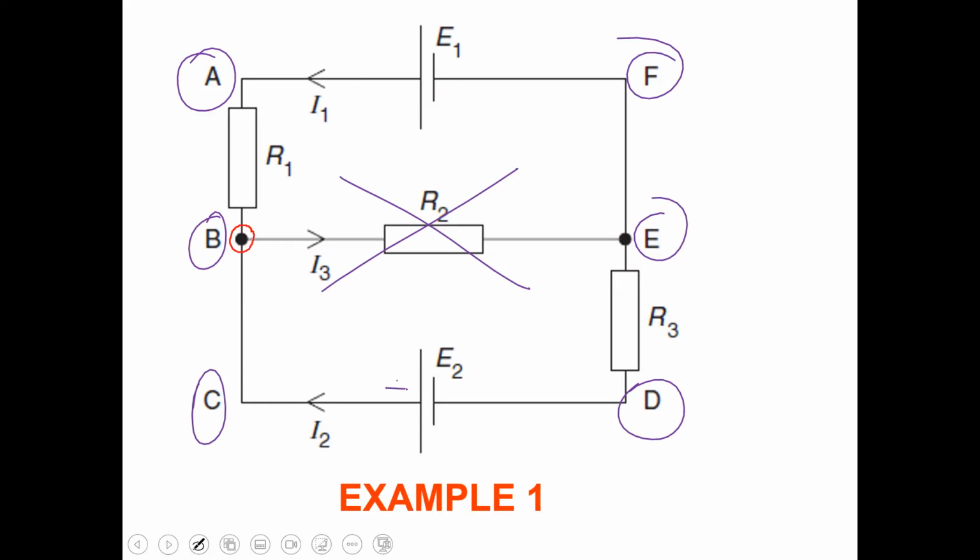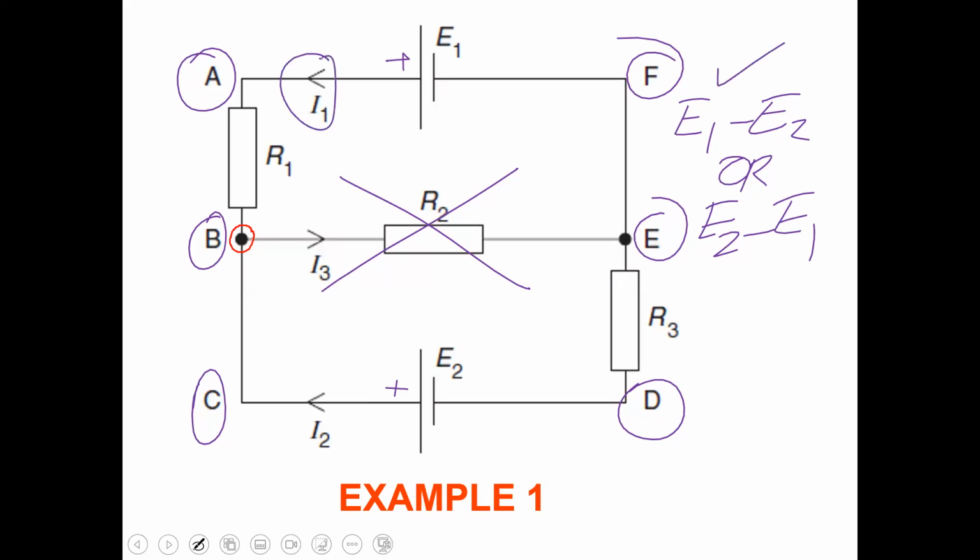Look at the polarity, plus and plus. You can assume that E1 is bigger, or you can assume E2 is bigger. It's your choice. You can say E1 minus E2, or you can say E2 minus E1. It depends upon you, because he has not mentioned it. So if you take E1 minus E2, you will take this current with this resistance. Then you will take this resistance with this current.